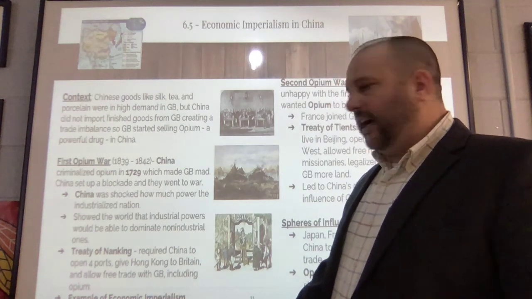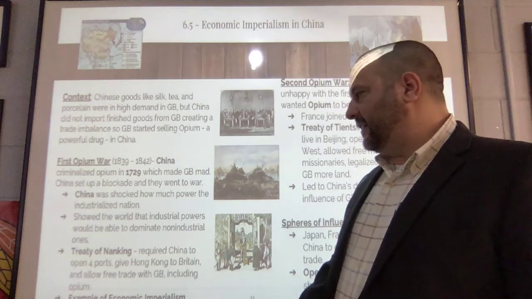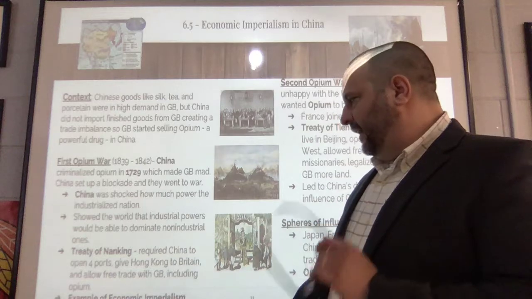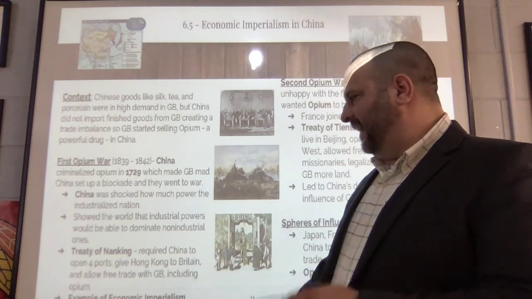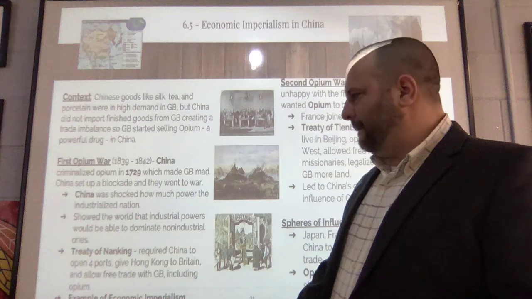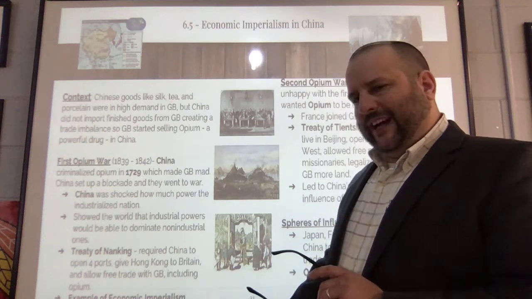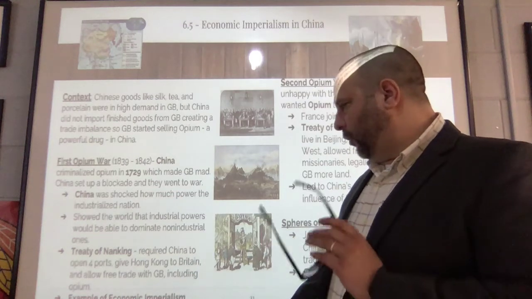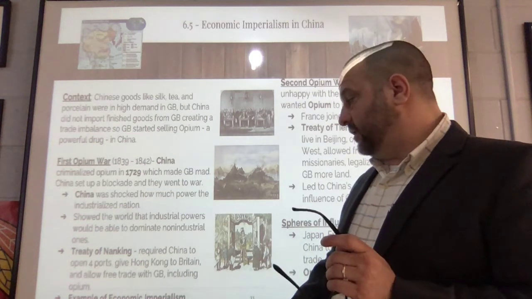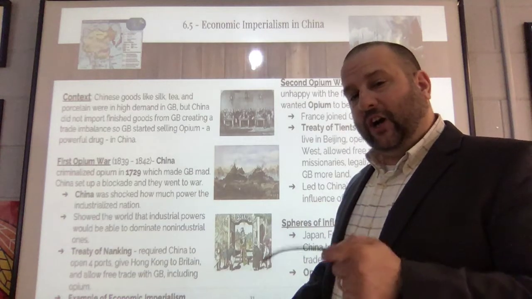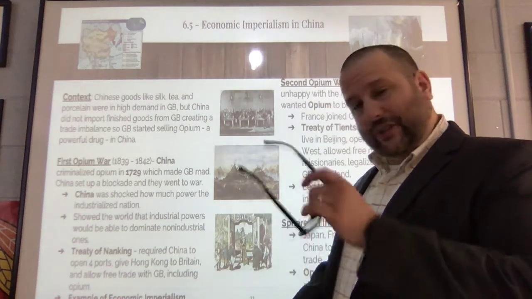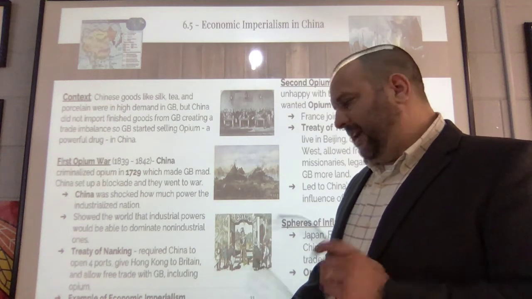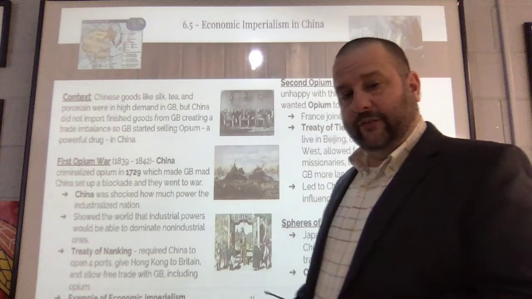Now, China was shocked at how much power the industrialized nation had concerning this. They showed the world that industrial powers would be able to dominate non-industrial ones. Okay? The Treaty of Nanking, which was probably one of the most lopsided treaties ever written, requires China to open 4 ports, give the territory of Hong Kong to the British, which they will control all the way up until the end of the 20th century. And that, of course, gives them the control of opium.